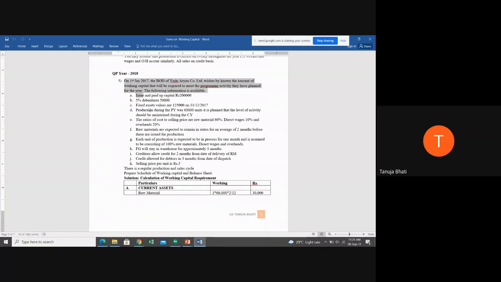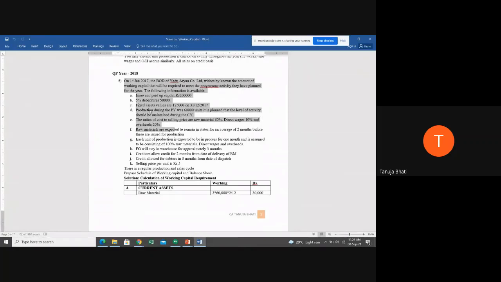Issue and paid up capital is rupees 2 lakh. 5% debentures is rupees 50,000. Fixed asset values are 1,25,000 on 31st 12 2017. Production during the previous year is 60,000 units, and it is planned that the level of activity should also be maintained in the current year. So current year also the production will be for 60,000 units. The ratio of cost to selling price is raw materials 60%, direct wages 10%, and overheads 20%.